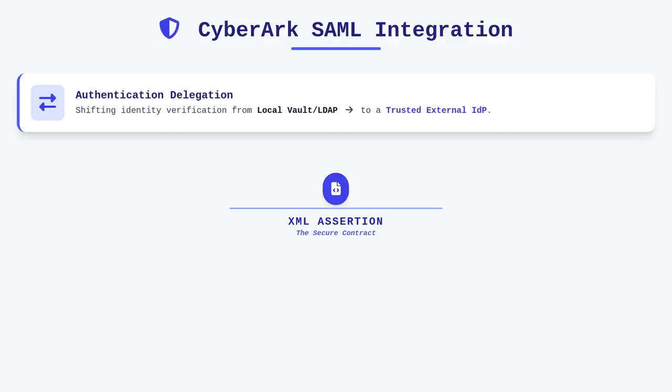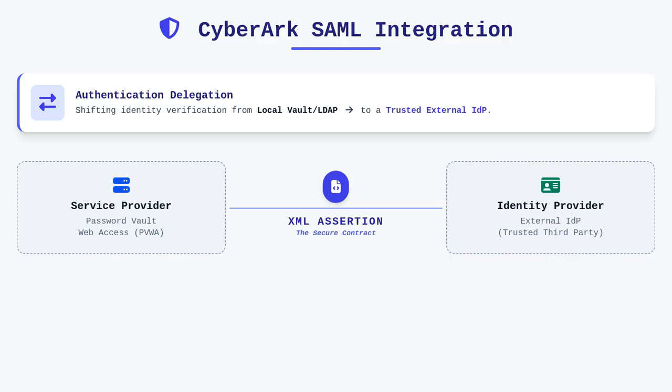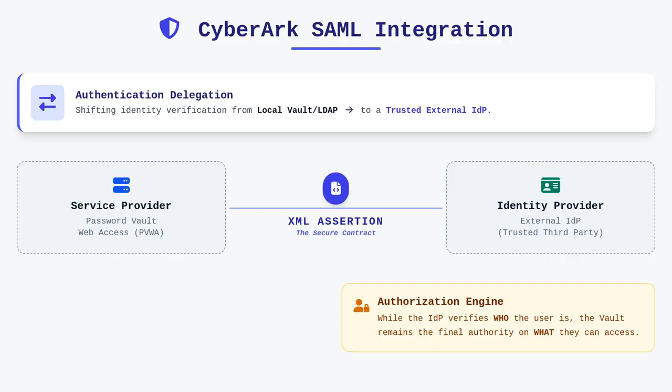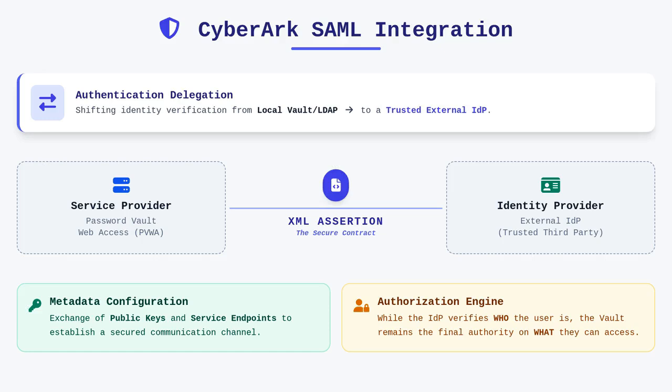The core of this integration relies on a structured XML exchange between the service provider, which in this case is the Password Vault Web Access, and your chosen IDP. You must understand that the vault itself remains the authorization engine, but the actual verification of the user's identity is delegated. Achieving this requires precise configuration of metadata files, which act as the contract between the two systems. These metadata files contain the public keys and service endpoints necessary to establish a secured, trusted communication channel that ensures the integrity of the authentication assertion.